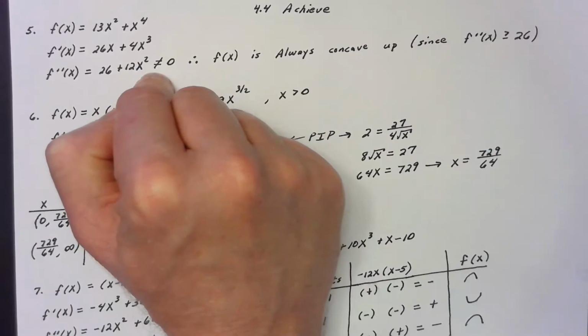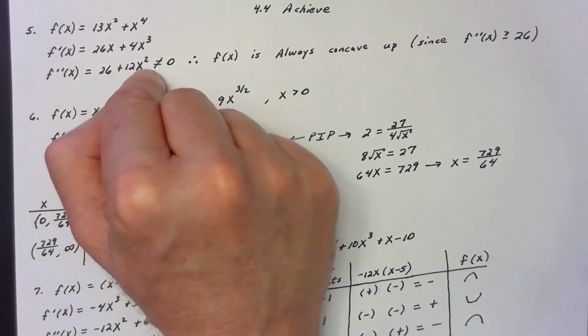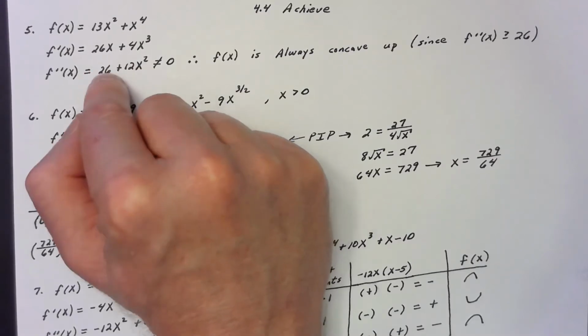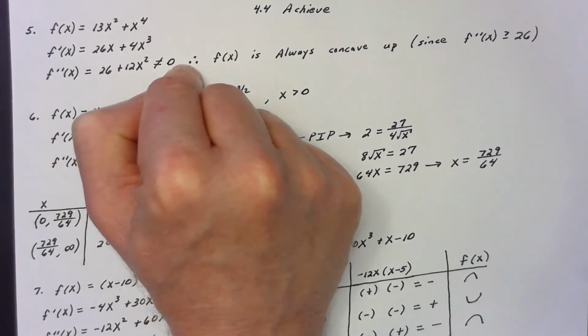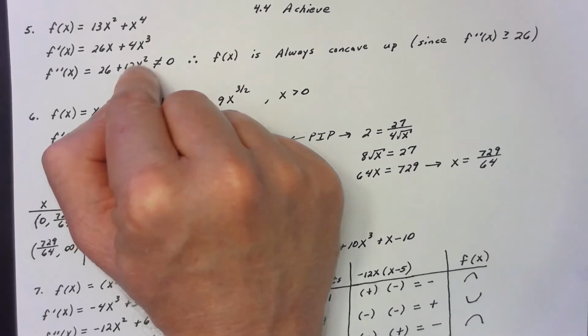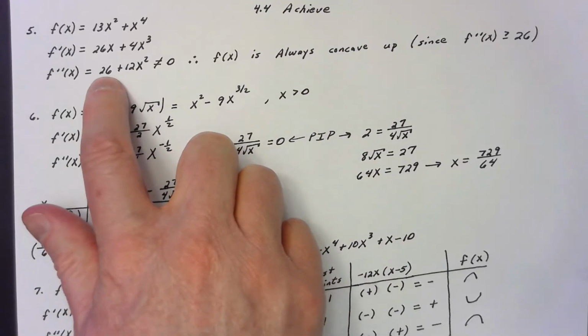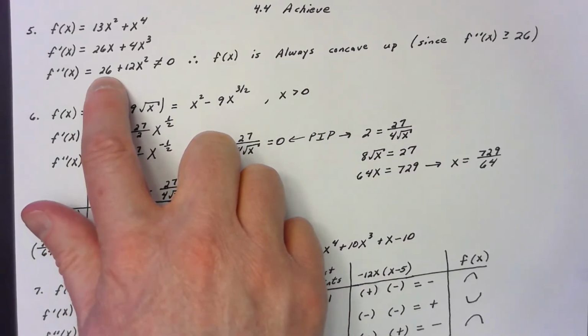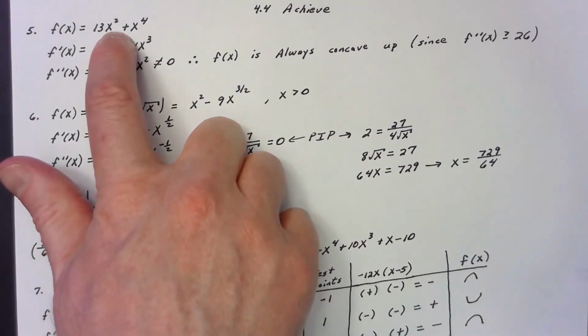Now, what you're instantly supposed to see there is, okay, you've got a positive number plus 12x squared is guaranteed to be positive or at least 0. So 26 plus some non-negative number can never equal 0. Now, if you tried to solve for x, you'd only get imaginary solutions. Well, what does that tell you? There's no real number where this function can ever equal 0. So, in other words, f double prime of x is always at least 26, so it's always positive. That tells you that your original function is always concave up.